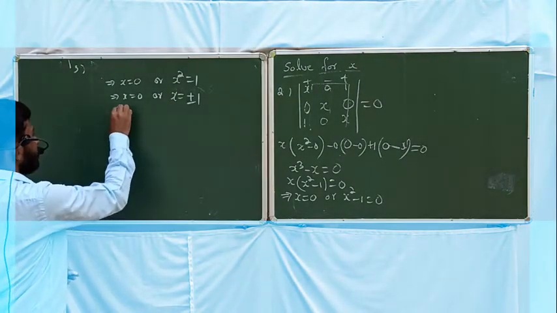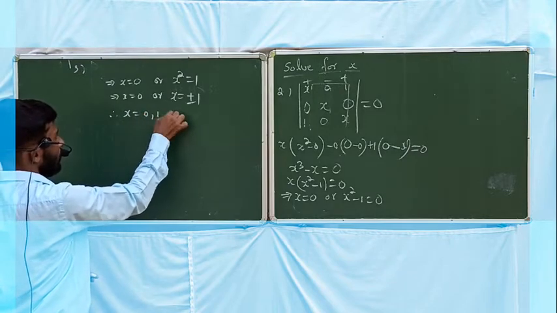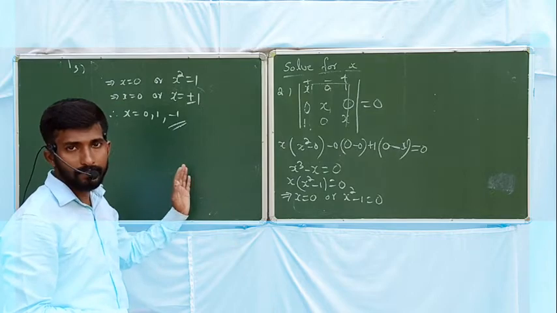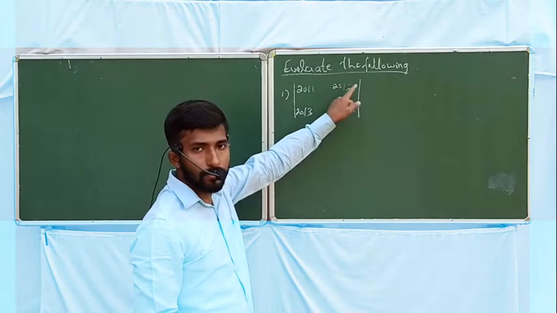Therefore, x is equal to 0, 1 and minus 1. 3 values are possible. This is the solution. See the next question.